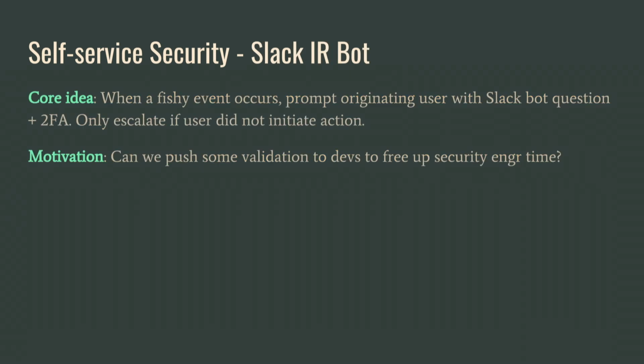OK, so next idea. Rather than having your SOC look at every single alert that comes along, which might be very time intensive, how do we focus on the things that are more interesting? So the idea is when a user triggers a potentially fishy event, let's send them a message from a Slack bot saying, hey, it looks like you just tried to do a sensitive action like sudoing in prod or something like that. Hey, was this really you? And you sort of 2FA push them as well. So the idea here is, can we push some of this validation to developers to save us time?